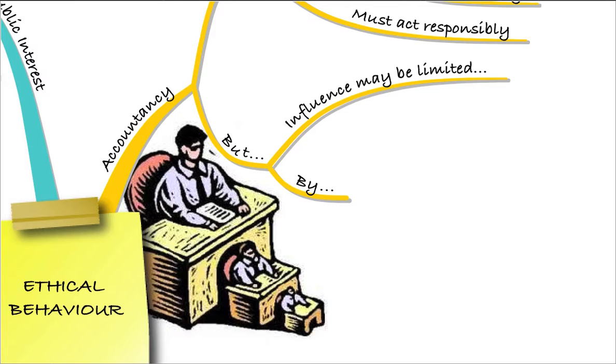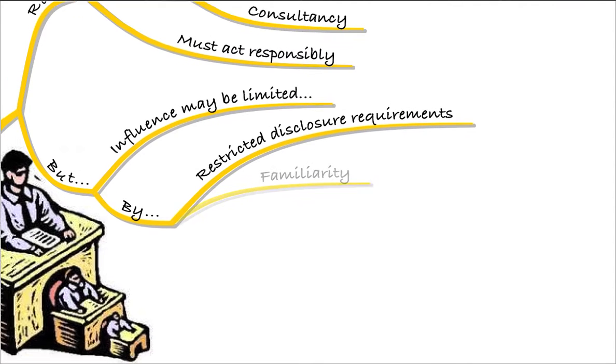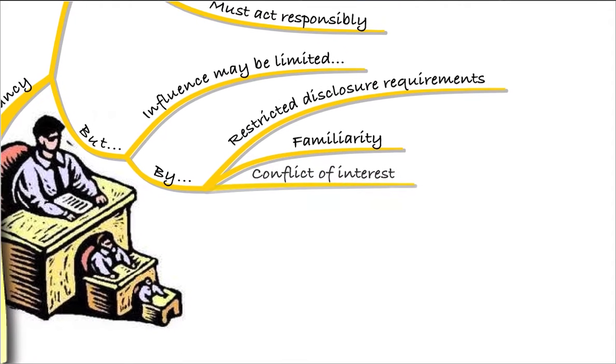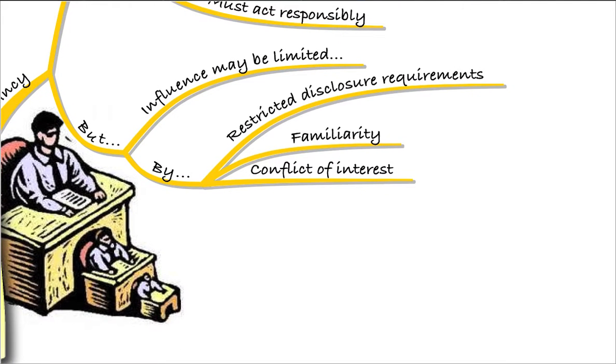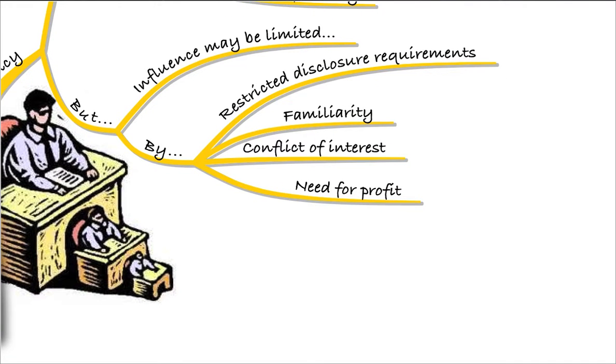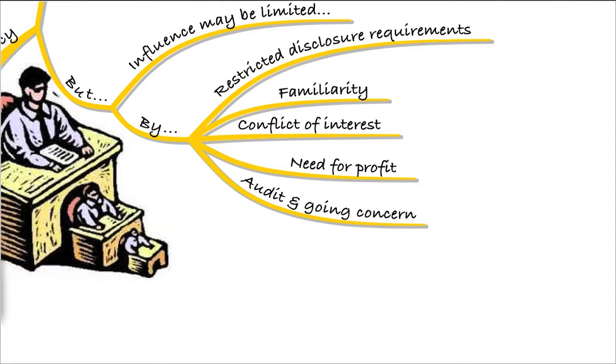However, there are things that may limit the influence of the accountant. For example, the restricted disclosure requirements, so the accountant may not be required to disclose everything. Familiarity with the client, which we looked at when we looked at the ethical code. Conflicts of interest, which can arise in almost any area. Also the need for profit, both for accountancy firms and for their clients and for businesses that accountants work for. And the relationship between audit and going concern, the responsibility of the auditor to report on going concern.